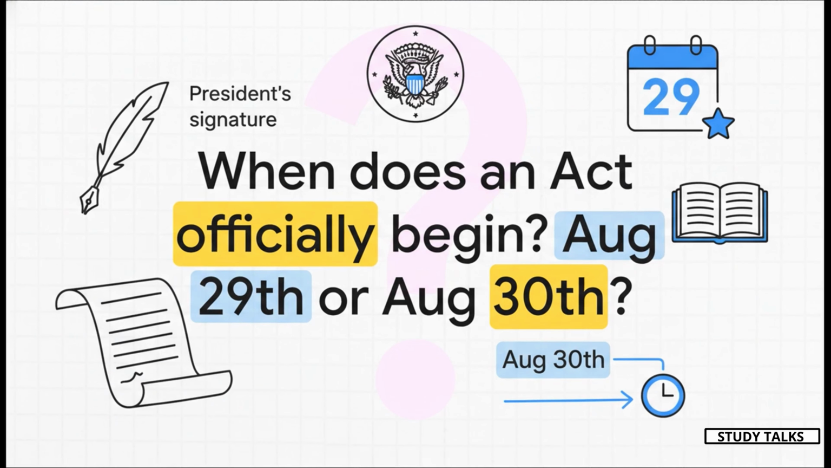So let's kick things off with a classic ICAI-style problem. Imagine this scenario. An act gets the president's signature on August 29th. The very next day, August 30th, it's published in the official Gazette. So when does this law actually kick in? Is it the 29th, the 30th, or some other date? Think about it, because this is exactly the kind of question where easy marks just disappear into thin air.